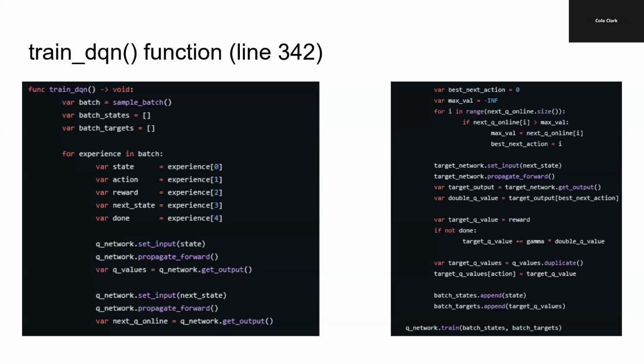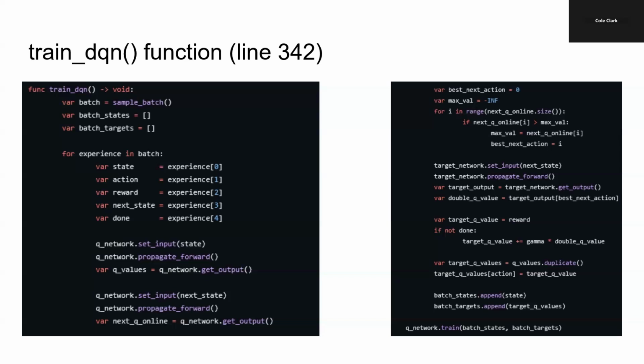In the image on the right, this function continues by determining the best next action from the next state. Since the Q values for the next state are in next Q online, we loop through these values to find the largest and its index. This index corresponds to one action, either jump, move left, or move right. This means that finding the highest Q value for the next state and saving its index gives us the best action that can be taken from the next state.